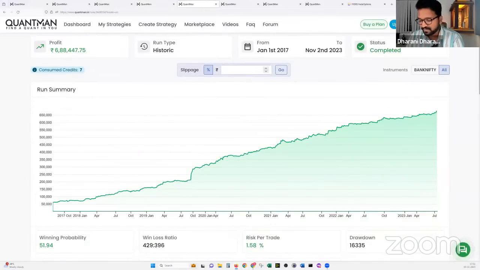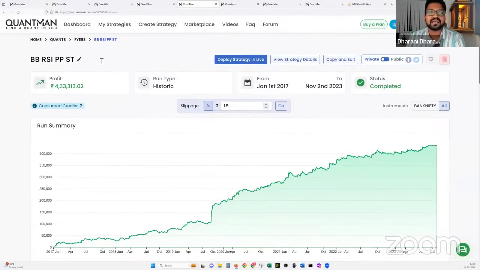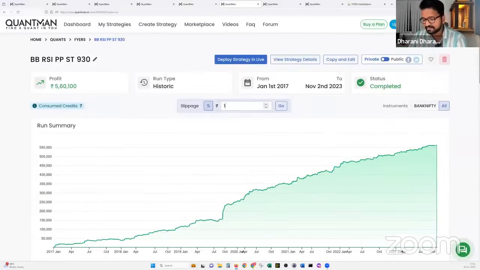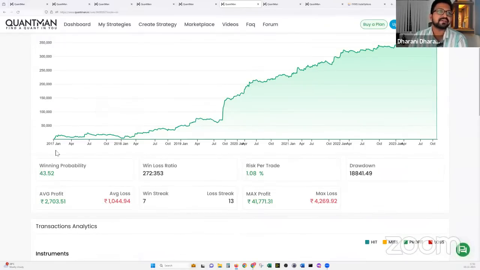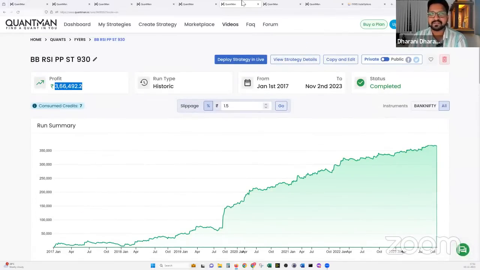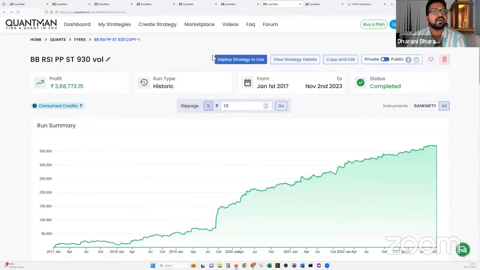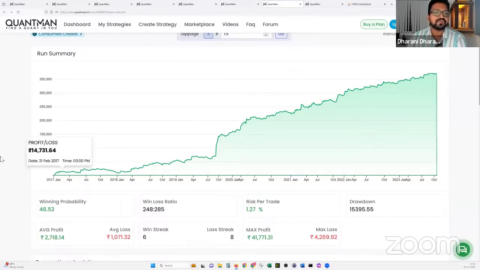So this holds good. And then 1.5% of slippage. From 6 lakh, it goes to 4,33,000 on super trend. All the way it comes to 0.98 RPT value. And then the 930 trades, I put 1.5%. It comes to 1.08, and it's pretty good, 3,66,000. And we have created this volume, right? I put 1.5%, and now I find it to be 1.08 and 1.27.